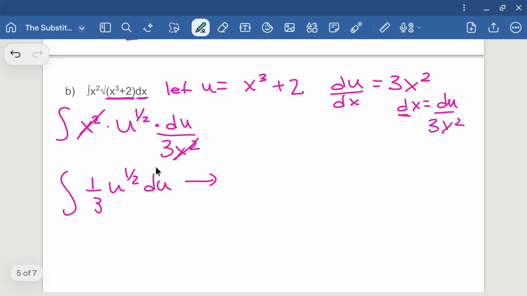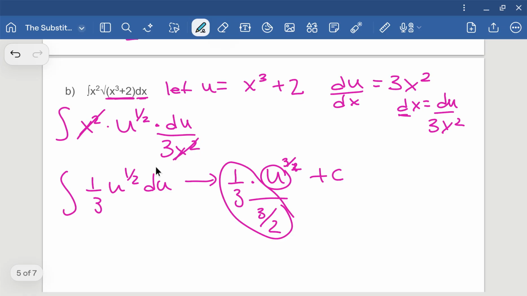And now let's go ahead and take that antiderivative. So 1 over 3 is still there, times u, and we're going to add 1 there. So we'll have u to the power of 3 over 2, that's a 2. And then divide all of this by 3 over 2 plus c. So let's replace u back in and go ahead and divide that fraction, and we'll end up with 2 over 9 times x cubed plus 2 to the power of 3 over 2 plus c.